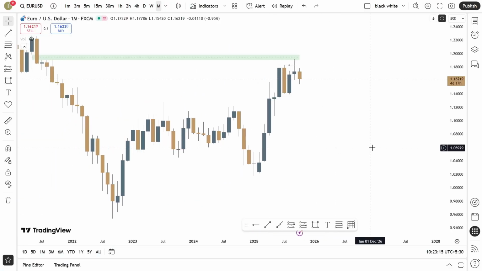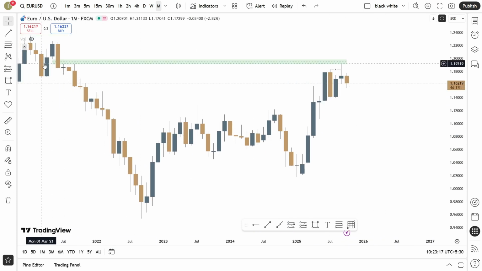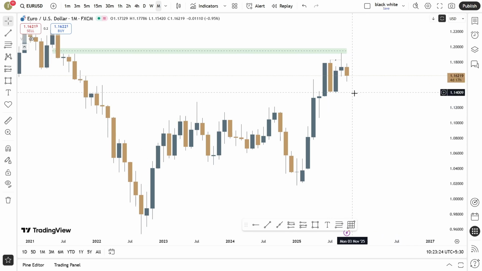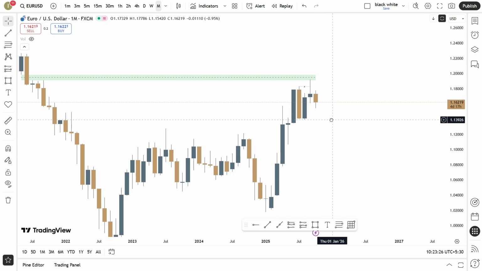So this is the monthly chart of Euro USD, and what we can see is that the price had reacted from this FVG and we are moving into the downward direction. Currently, we don't know where the price is going to respond. So this is pretty much it for these monthly levels. Now let's move to weeklies.